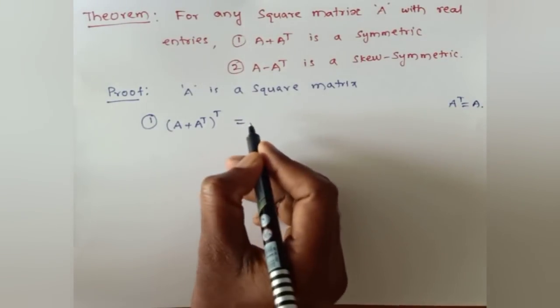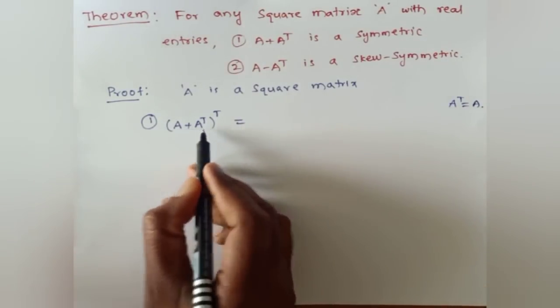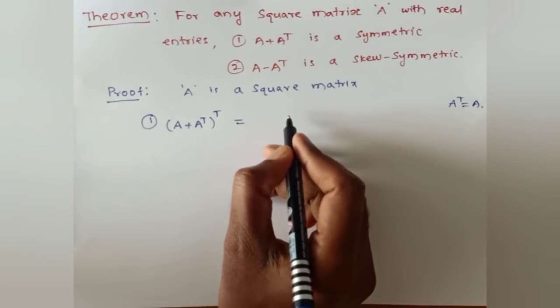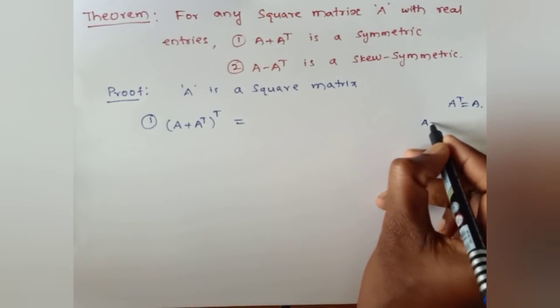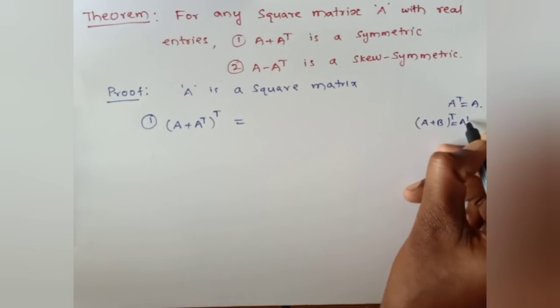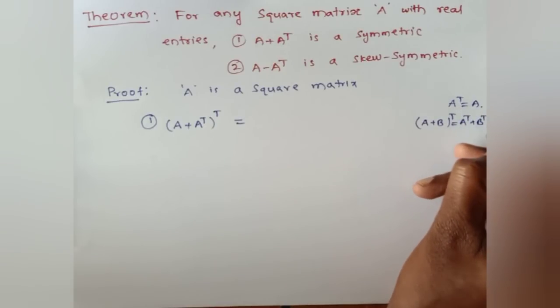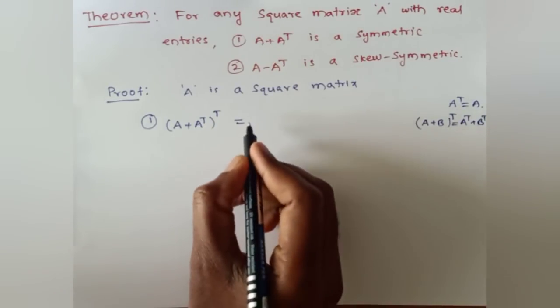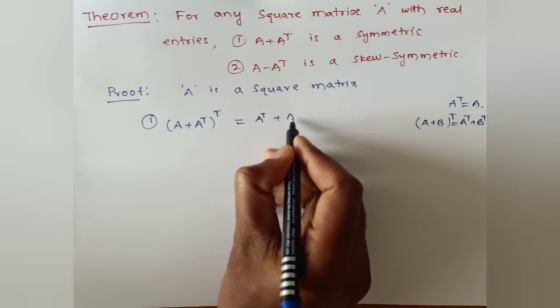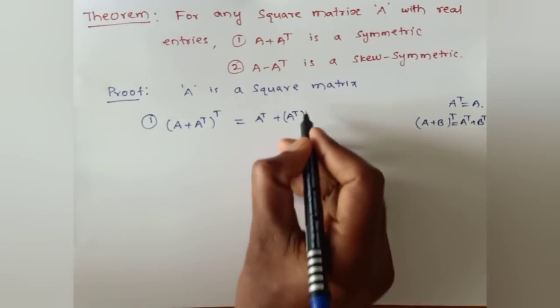Now this is equal to, see it is in the form of A plus B whole transpose property, right? Now A plus B whole transpose is what? That is A transpose plus B transpose. Okay, now you apply the property here. So this is A transpose plus A transpose whole transpose.